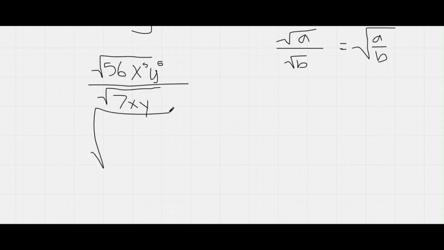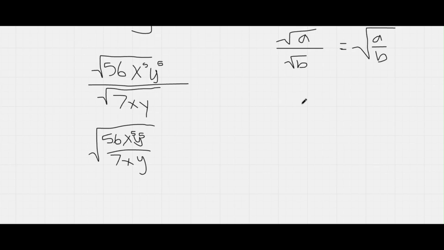Square root of 56 x to the fifth times y to the fifth, over 7x y. Let's be reminded of our properties of exponents.